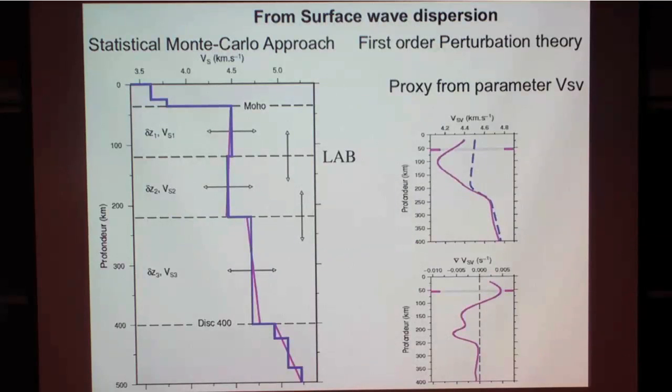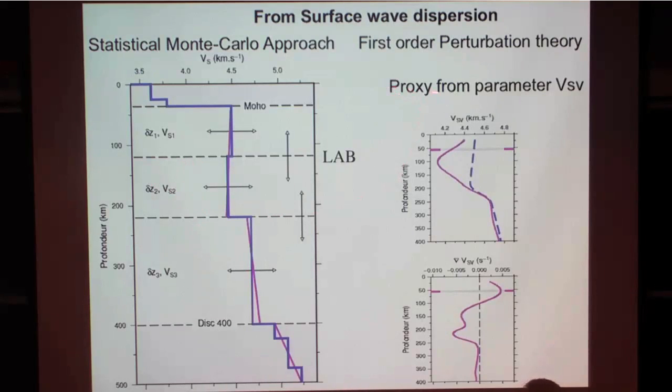Okay, so I will show you what we can do from surface waves, what we did from surface wave dispersion. We applied two different techniques for solving the inverse problem. We use a statistical Monte Carlo approach. In that case, we have 4 layers, and we investigate different parameters, variation in velocity and variation in the depth of the L.A.B. And here we have the asthenosphere, and we also explore the parameter space in velocity and the thickness of the L.A.B., and so on.